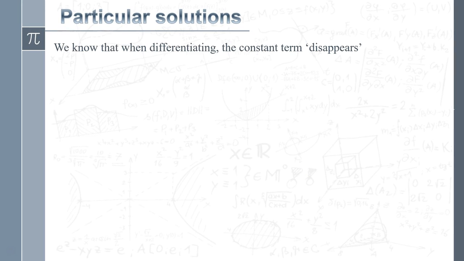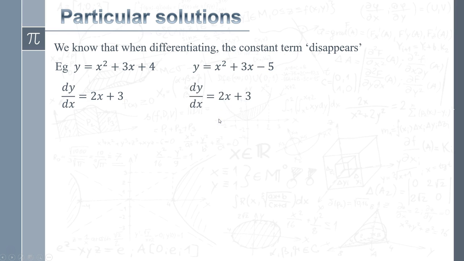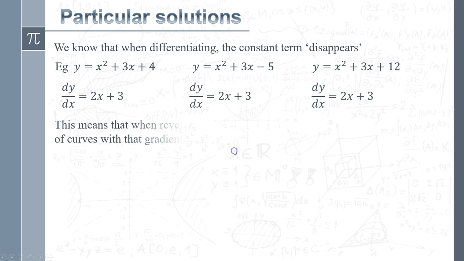Let's start off back at basics and say what we talked about last time, which is that when we differentiate, we know that the constant term disappears. So if I've got this curve here, y equals x squared plus 3x plus 4, and I want to find the gradient function, dy/dx, there it is, it becomes 2x plus 3. And if I took a different function, this one's x squared plus 3x minus 5, and I differentiated, what do you get? You get the same gradient function. And there's another one, again it's plus 12 on the end, but again the plus 12 disappears. So all three of these curves, despite being different curves, have exactly the same gradient function. And that's happening essentially because they're parallel.